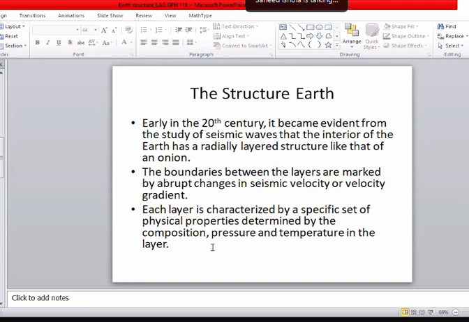The composition of that layer will determine the physical property that you can get within that layer. Also, the pressure difference from one layer to another, as well as temperature difference. These three parameters will determine the characteristics of the physical property of each layer.